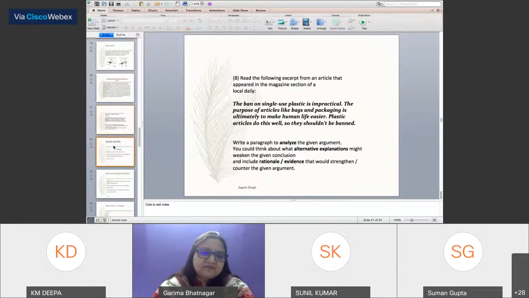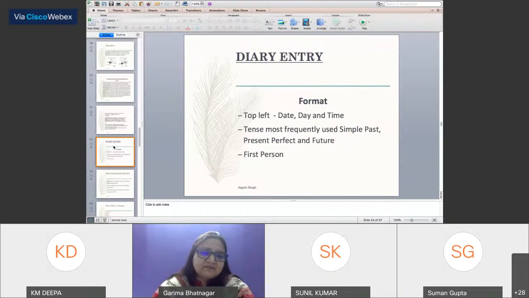Diary entry. We also have a chapter in the textbook. If you remember, the Diary of Anne Frank, which is a diary entry kind of chapter. So students would be familiar with this more or less. You just need to inform them of the format. The top left has date, day, and time. And usually the tense in a diary entry is simple past, present perfect, or future tense, and it is written in first person.